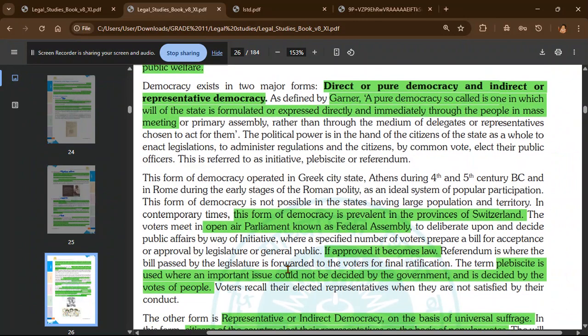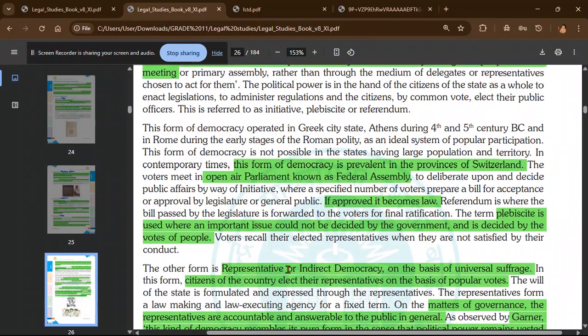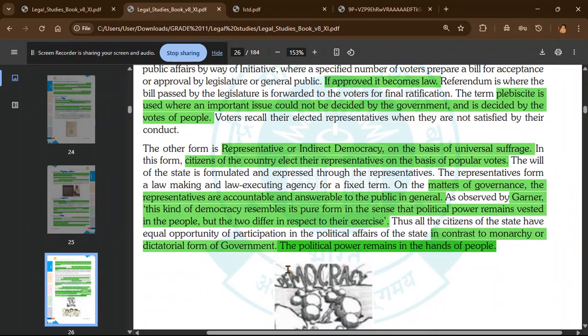Okay, this form of democracy is prevalent in Switzerland. The voters meet in an open air parliament known as the Federal Assembly, and they prepare a bill. When this bill gets accepted, it becomes a law. Okay, and then representative or indirect democracy is based on universal suffrage. Usually, India follows representative or indirect democracy, wherein the citizens of the country elect their representatives on the basis of popular vote, and these representatives work for the welfare of the people.